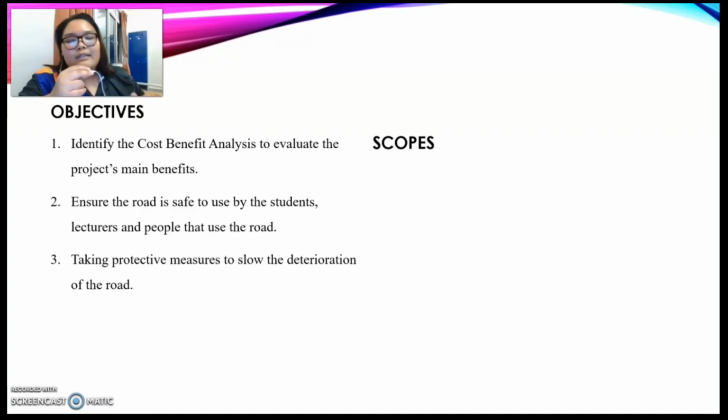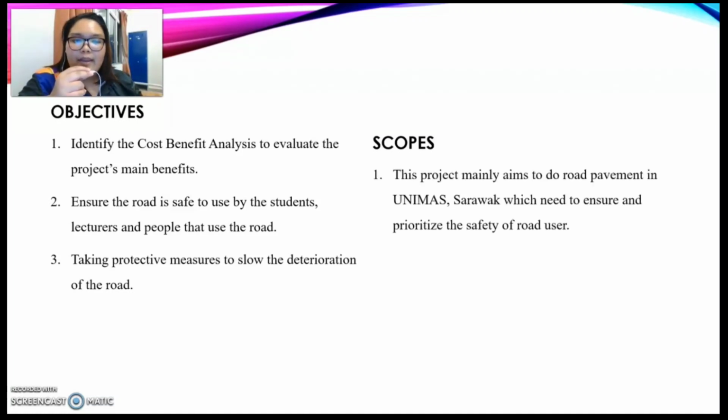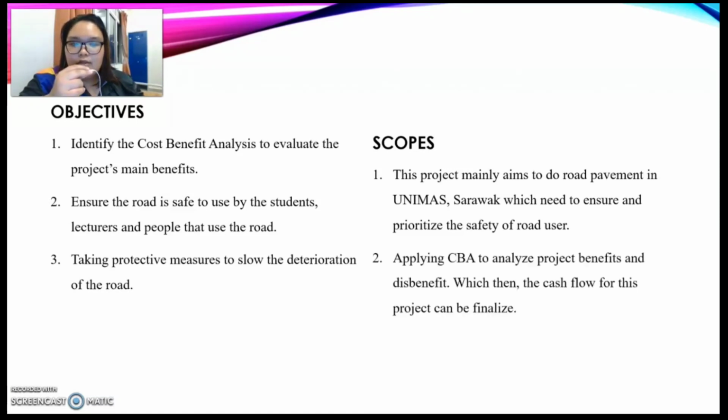The scope of our project is: we mainly aim to do road pavement in Unimas Sarawak, which needs to ensure and prioritize the safety of the road user. We are also applying CBA, which is cost benefit analysis, to analyze project benefits and disbenefits, so that the cash flow for this project can be finalized.